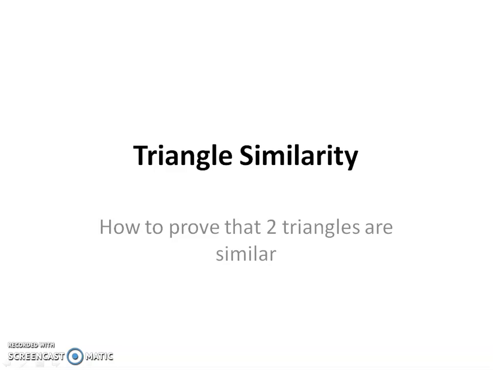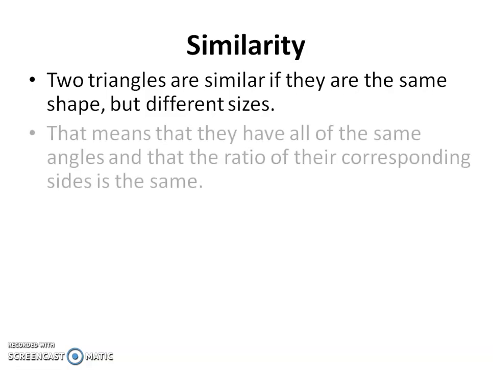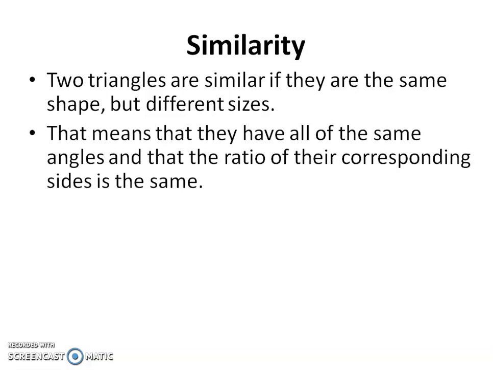This is the intro to triangle similarity, how to prove the two triangles are similar and kind of what that means. So first up, what exactly similarity means. Two triangles are similar if they're the same shape but different sizes. Specifically, that means that they have to have all of the same interior angles and that the ratio of their corresponding sides is the same.